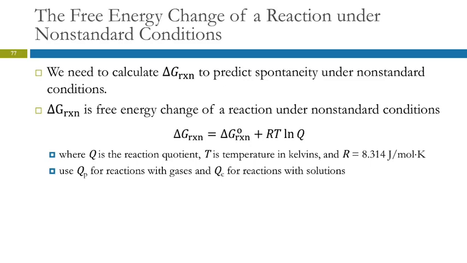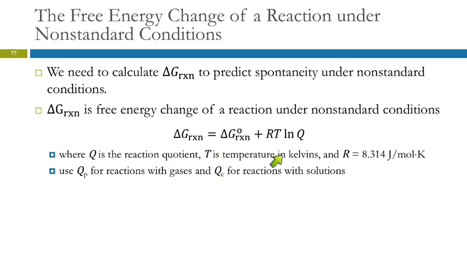So to predict spontaneity under non-standard conditions, we need to calculate delta G for the reaction. Not the standard change, but just the change, the free energy change under non-standard conditions. And here's the relationship between free energy change and standard free energy change. We're going to add a plus RT natural log of Q. Q is the reaction quotient. Remember, that's the same as an equilibrium constant, but instead of using equilibrium concentrations, you use whatever concentrations are currently present. So Q is the reaction quotient.